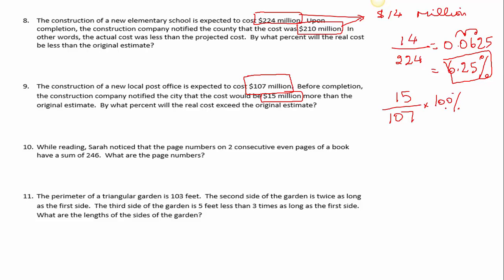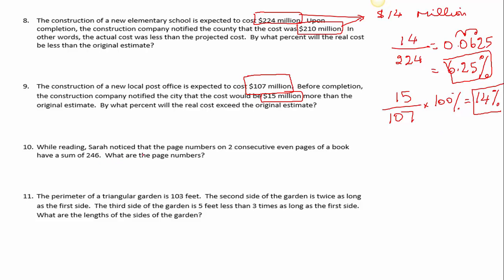So we always divide the change in the cost, which is 15 in this case, divided by 107, which is the original estimate. We end up with 0.14, and if you multiply by 100%, you will end up with 14%, and of course we have rounded to the nearest whole number. So 15 divided by 107 times 100% is 14%. And this would be how much the real cost exceeded the original estimate in percentage.